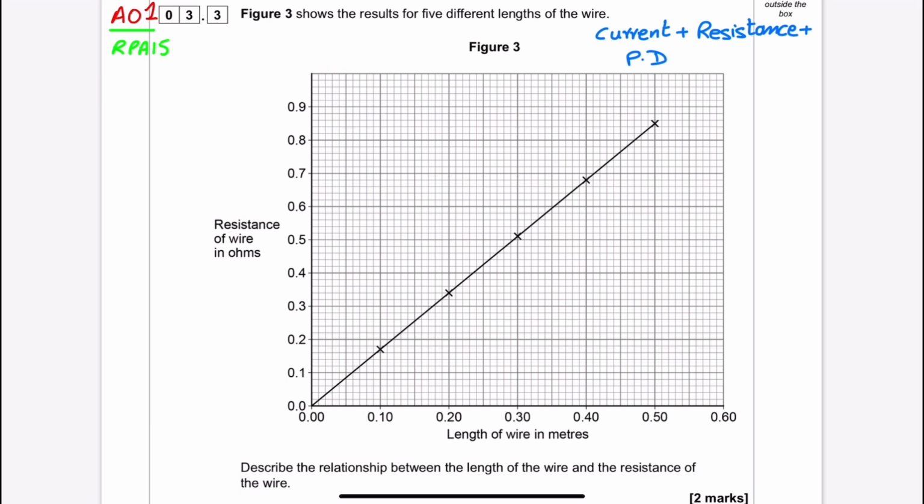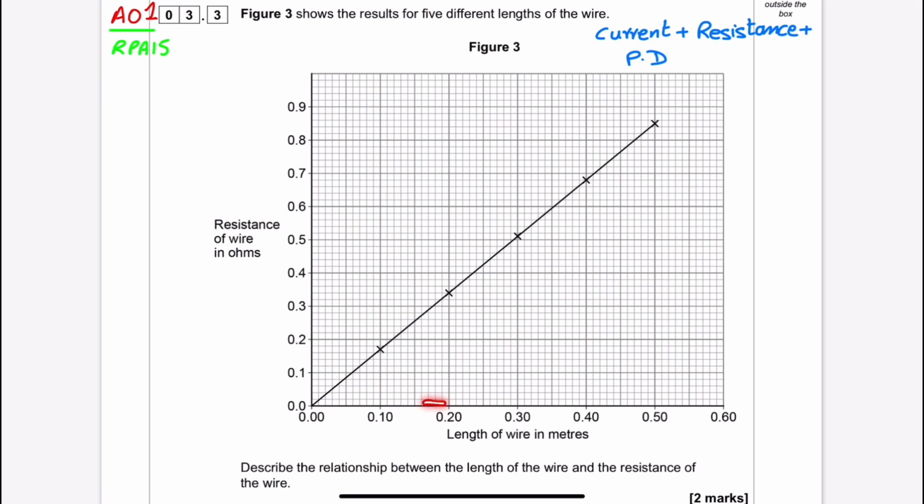Figure number 3 shows the results of 5 different lengths of wire. The length of the wire is in meters, it is along the x-axis, and the resistance in ohms is along the y-axis. If you see, the graph is passing through the origin. And this question is from the topic of current, resistance and potential difference. Describe the relationship between the length of the wire and the resistance of the wire.